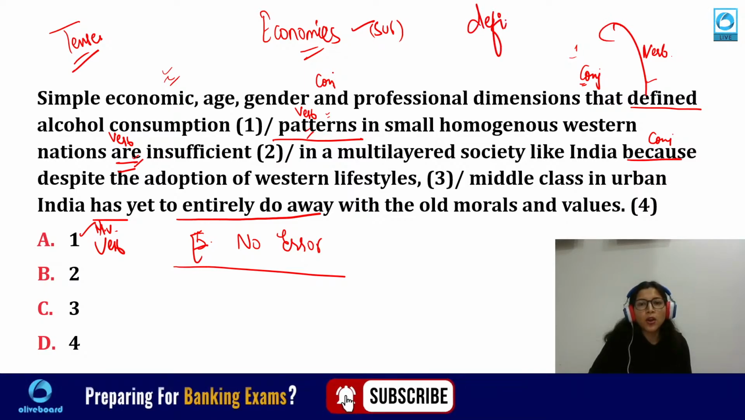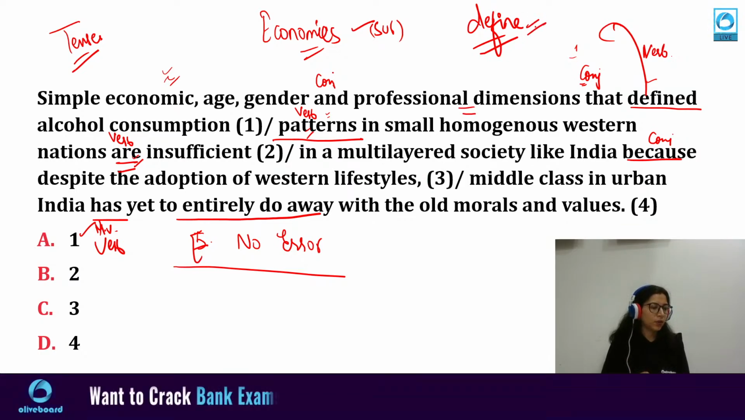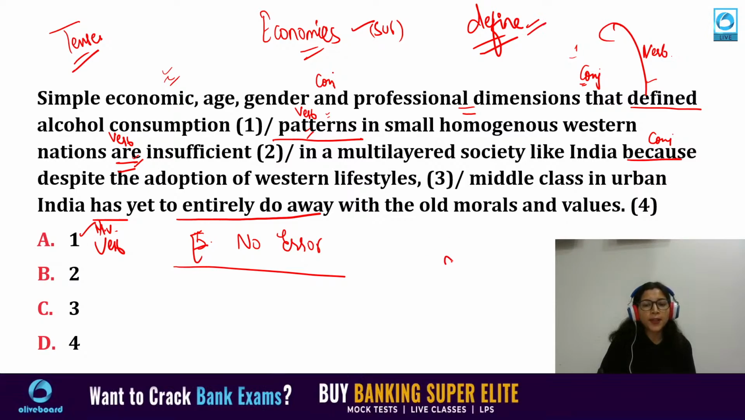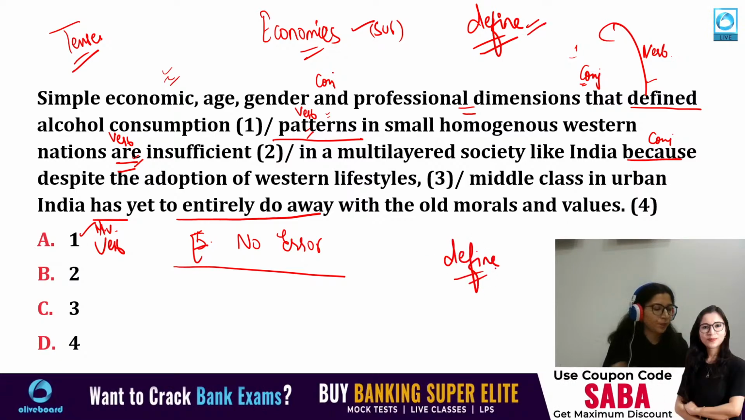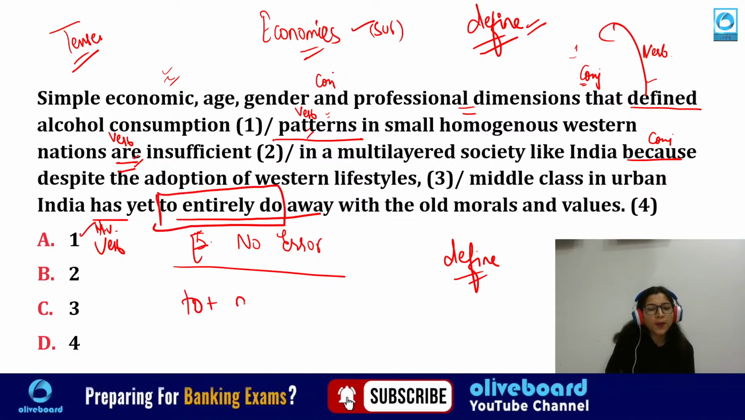That will be defined, not defines defined, because this is plural, so this will be defined. Is this clear to everyone? Tense का simple सा error था, define होगा. Now those who are telling कि to do होना चाहिए, guys, do you remember the case of split infinitive?